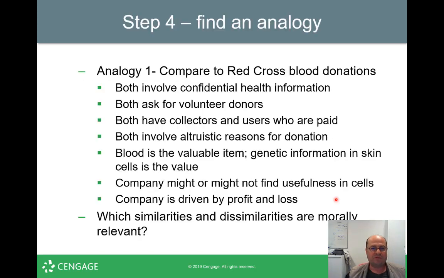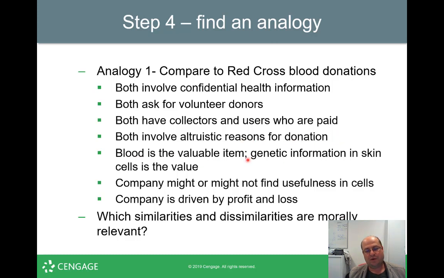All right. Step 4, find an analogy. Analogy 1, you can compare to Red Cross blood donations. Both the genetic skin cell donation and the blood donation involve confidential health information. Both ask for volunteer donors. Both have collectors and users who are paid. Both involve altruistic reasons for donation.